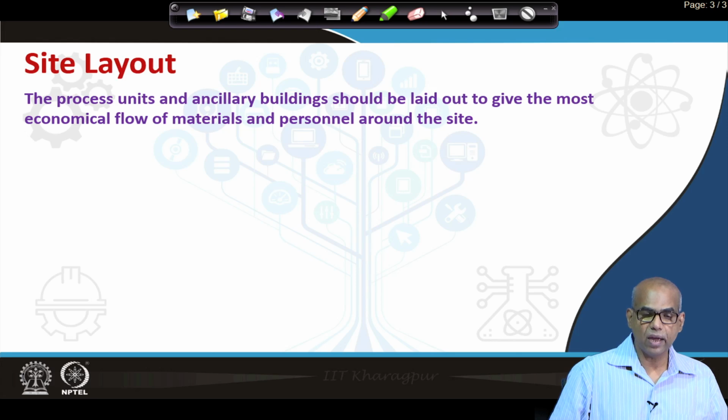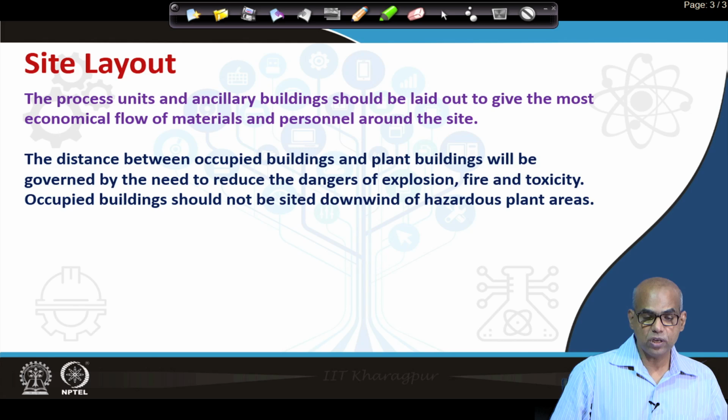The process units and ancillary buildings should be laid out to give the most economical flow of materials and personnel around the site. The distance between occupied buildings and plant buildings will be governed by the need to reduce the dangers of explosion, fire and toxicity.